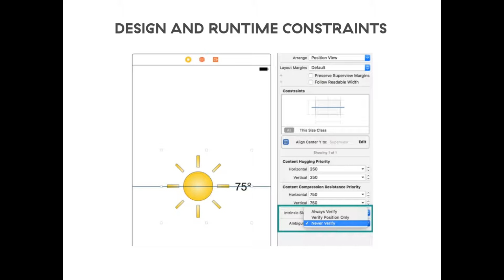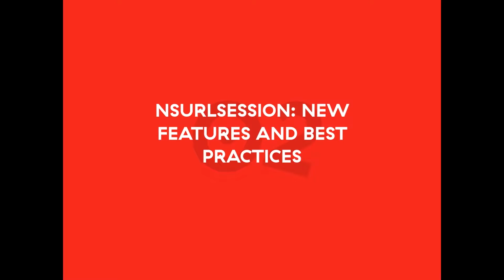And you can set the ambiguity to never verify, and the Interface Builder auto layout engine will assume that the view knows how to resize and position itself. So it will not add any warnings or errors. It can be useful somewhere, I'm still not sure for which view, but probably for custom views.